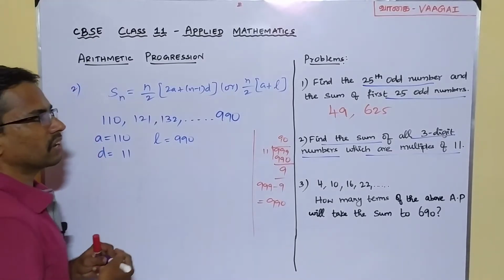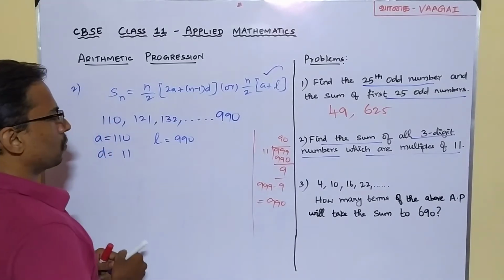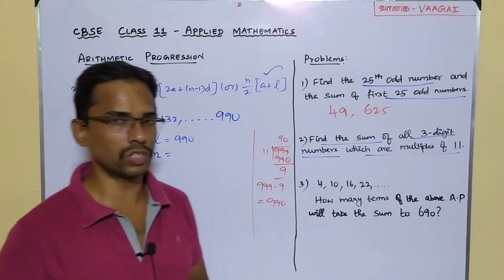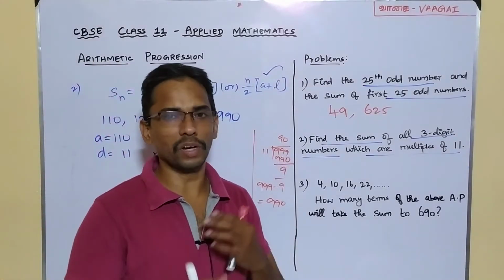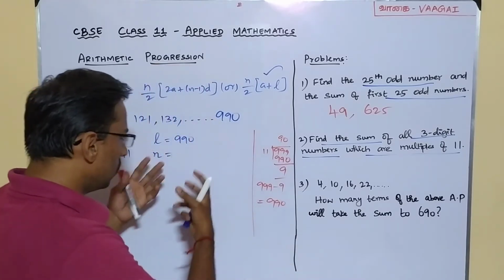So it is very clear that we can even use the second formula in order to get the answer. We'll use the second formula. But again, there's a problem. We need to know the value of N. Because we don't know how many terms are here in total. So we need to find the value of N also. Only then will we be able to get the answer for this question.